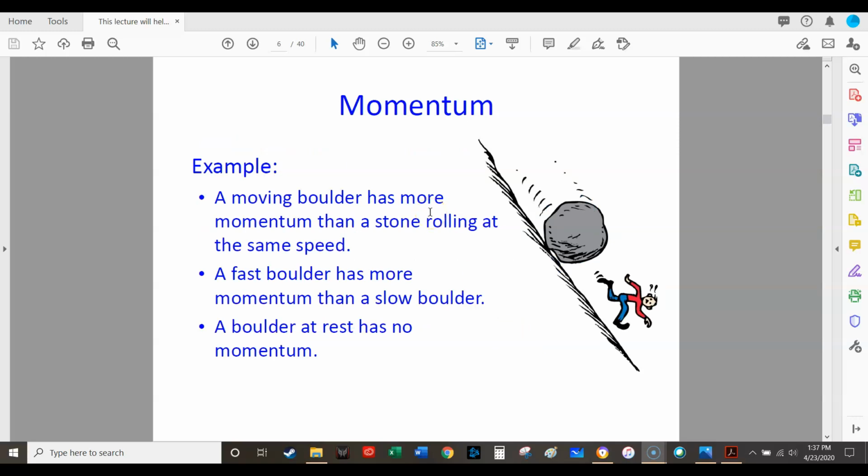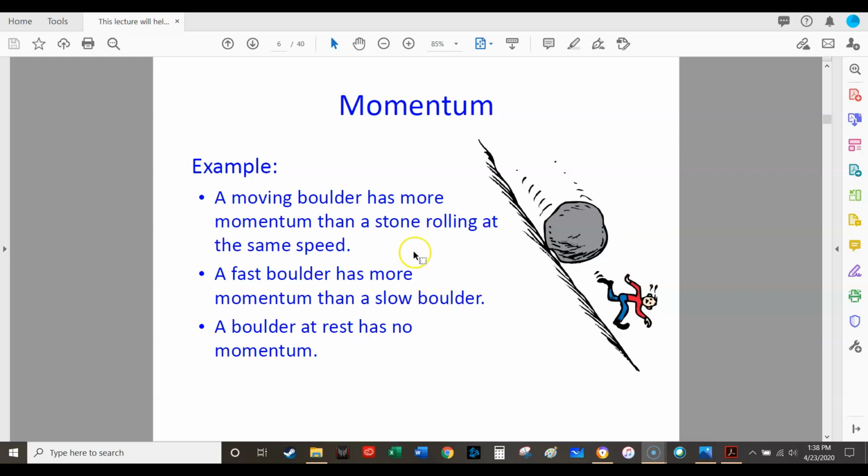Anything in motion has momentum, essentially. And this momentum can be positive or negative. Since it's mass times velocity, the direction of the velocity vector, left or right, negative velocity or positive velocity, will determine whether it has a positive or negative momentum. Mass is always positive. It's directionless, just a number.